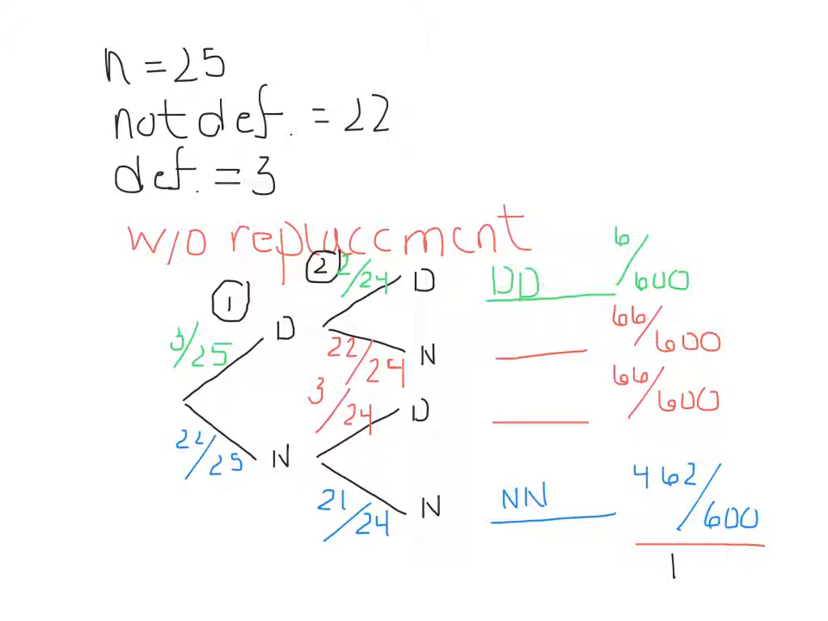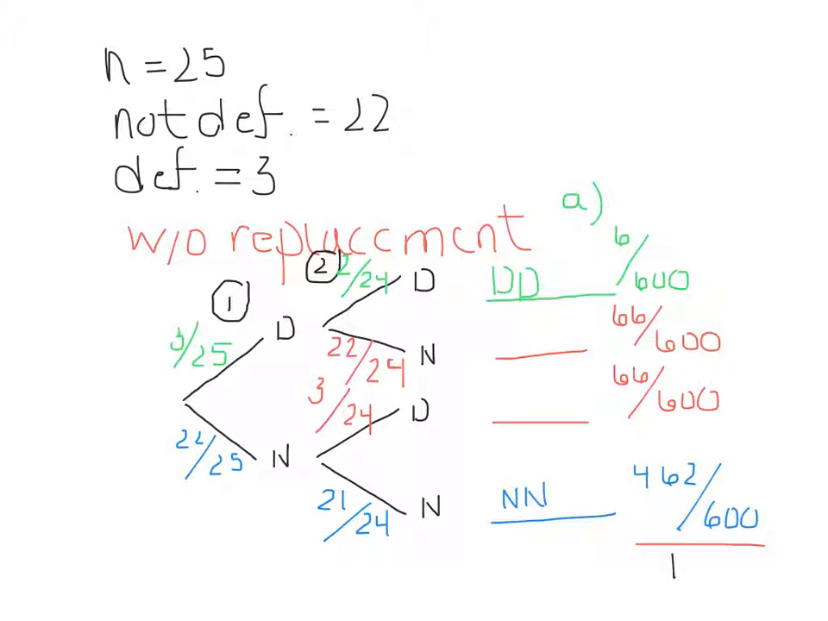So now in question A, what's the probability that both are defective? That, of course, is my double D. 6 out of 600, which I could reduce to 1 out of 100 if I wanted to, which is equivalent to 0.01 or 1% chance.